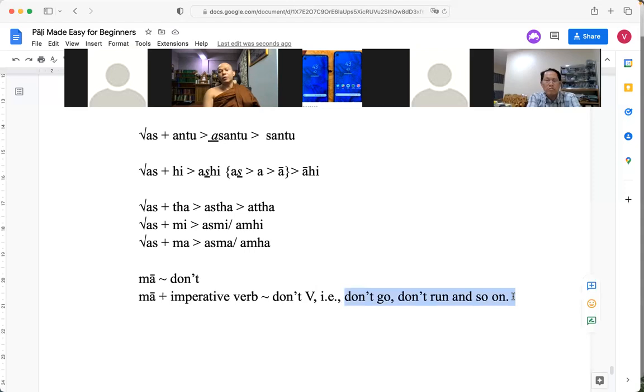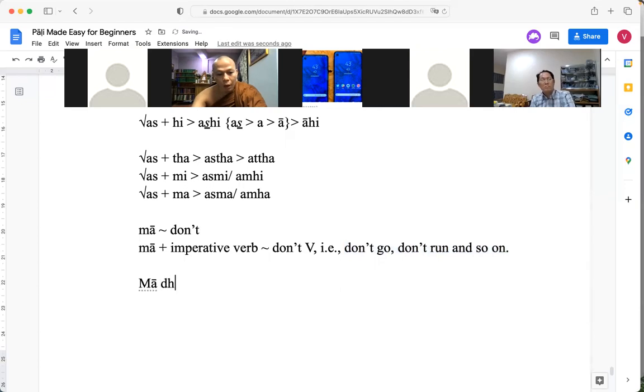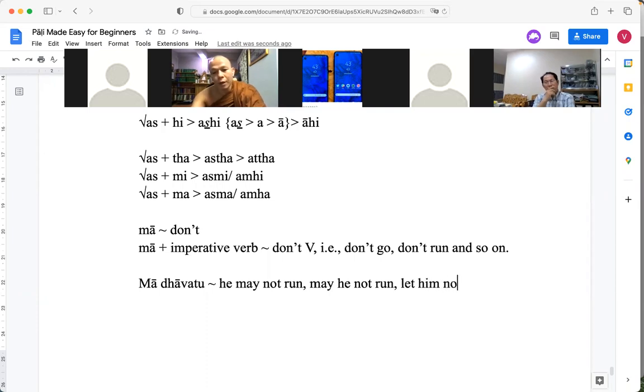So at the time, how to the second person. So for example, roughly we can say ma da wa du, ma da wa du. So at that time, he may not run, or may he not run, or let him not run, and so on. Okay, so in this form, we cannot see the don't sense, just negative sense, you see, ma.